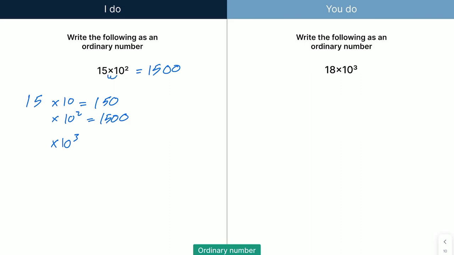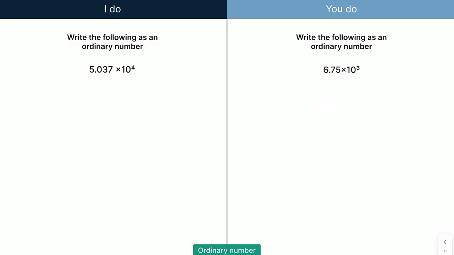So hopefully you've pressed pause now to have a go at the example on the right. 18 can be written as 18.0, and then we hop the decimal 1, 2, 3 times, so the decimal ends up there, and the answer is 18000. So that is the final answer. You don't need the decimal at the end.